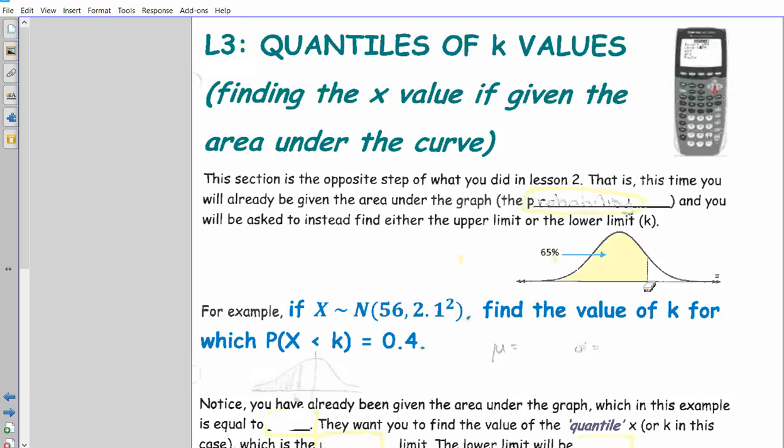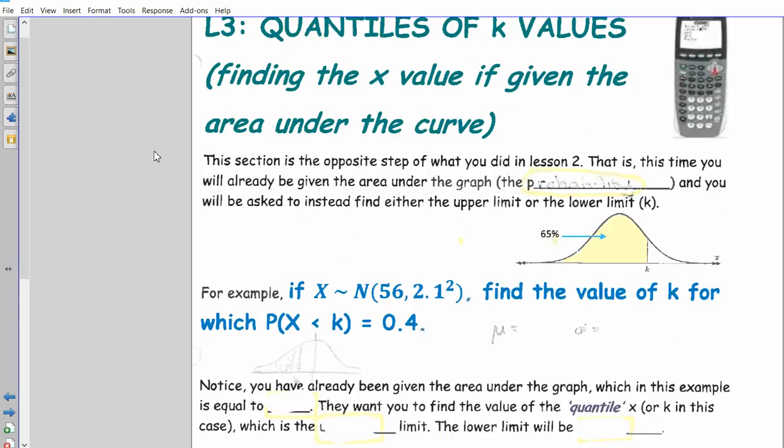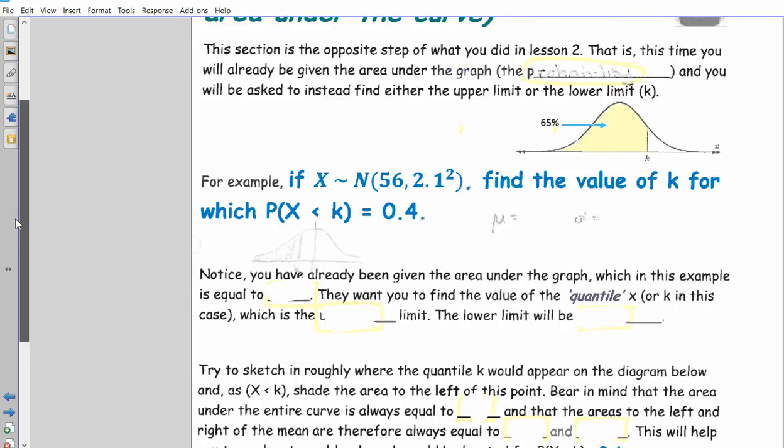Okay, so basically finding the x value. For example, let's have a look at an example. And we're using our calculator a lot for this as well, so if you haven't got your calculator out, pause it and grab it now, please.